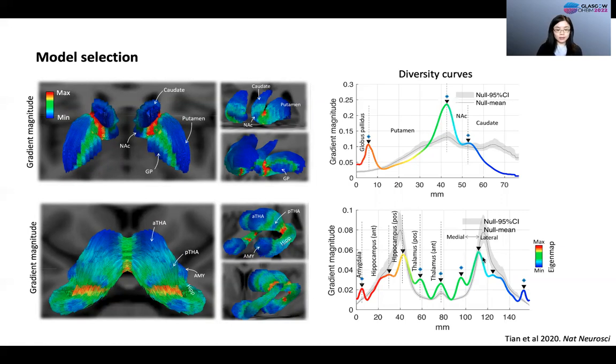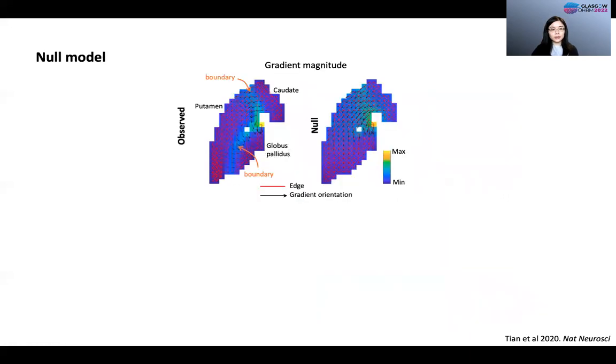We only parcellate the subcortex at locations where the empirical peaks are significantly larger than the peaks in the null diversity curves, such that the null can be rejected. Otherwise, we argue that the spatial variation in functional connectivity is best represented as a continuum in the absence of discrete boundaries. Given that this is an educational workshop, I just want to talk a bit more about the null model. Here are two axial slices for the caudate, putamen, and the globus pallidus, where the background image is the gradient magnitude.